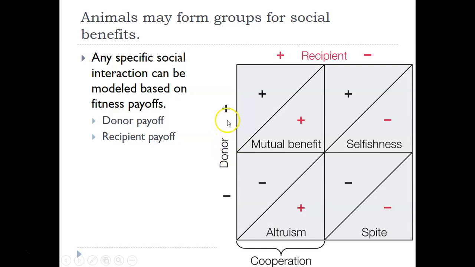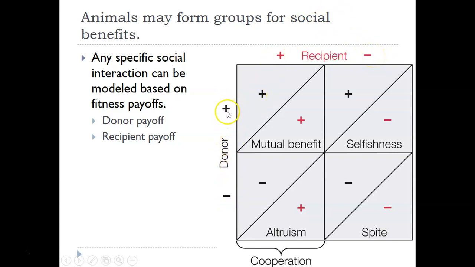What happens when the donor, the person or animal that is doing the behavior, benefits, and what happens when they're paying some sort of a cost? Similarly, if there's a recipient, what happens when the recipient is benefiting, and what happens when they're suffering some kind of a cost? So each of these squares represents an intersection between the donor benefiting or paying a cost and the recipient benefiting or paying some sort of negative consequence.